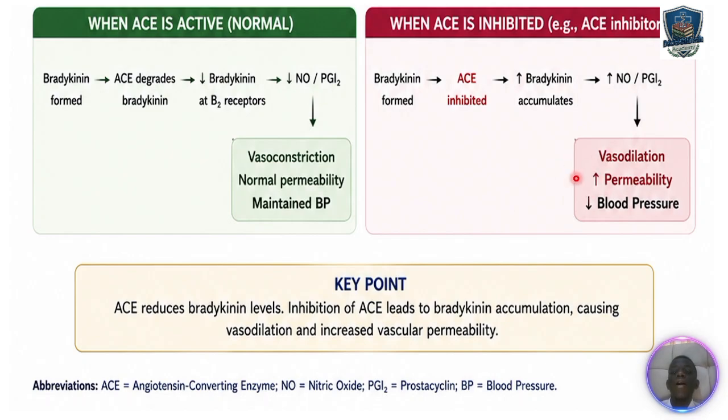I'm going to explain further how this happens and how angioedema tends to occur. But there's a key point here that you have to know: angiotensin converting enzyme reduces bradykinin levels. If you inhibit ACE, this leads to bradykinin accumulation, causing vasodilation and increased vascular permeability. What happens when there's increased vascular permeability? Fluid will flow from the intravascular space into the interstitial space, and this leads to edema. So that's something that you have to understand.